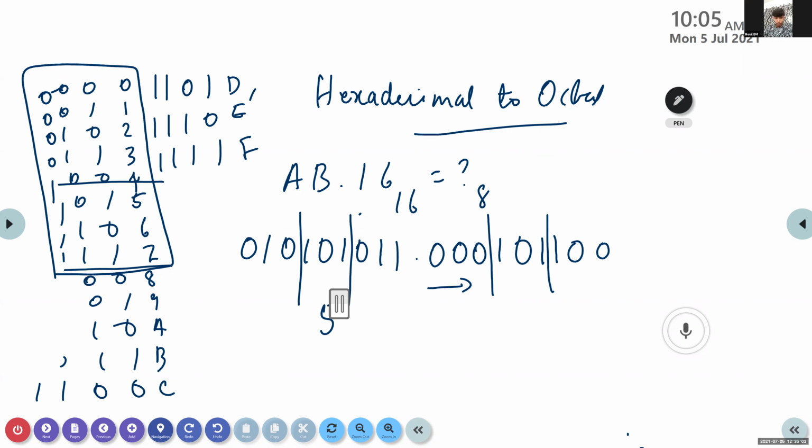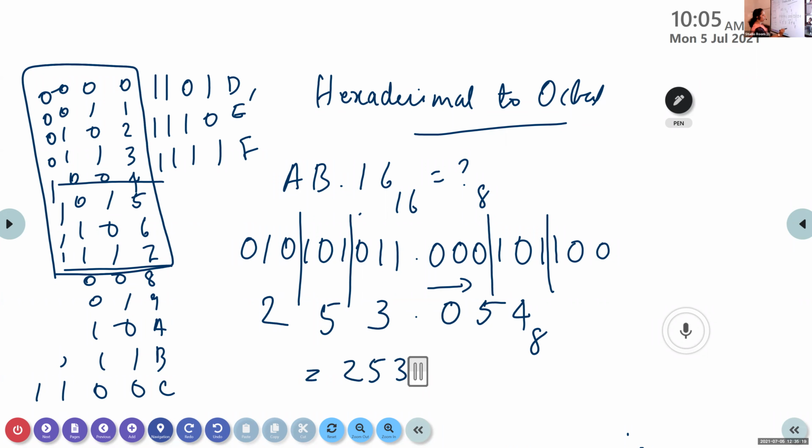2. Correct. Then what about 011? It is 3. Then what is 000? It is 0. 101 again is 5. 100 is 4. So the answer is 253.054 to the base 8.